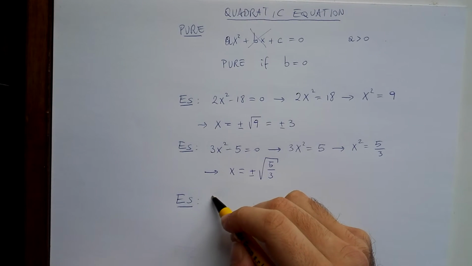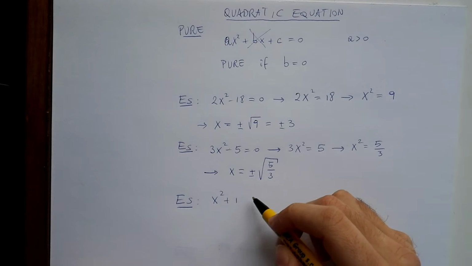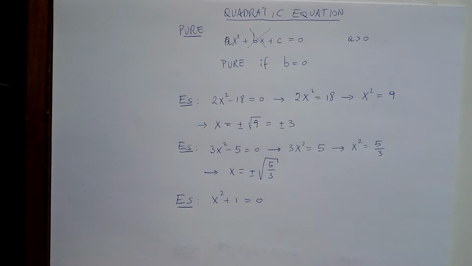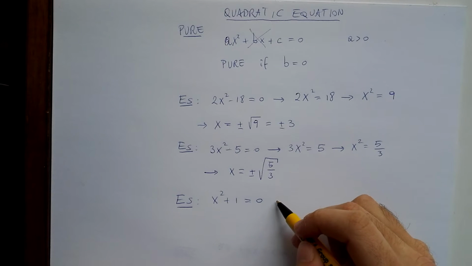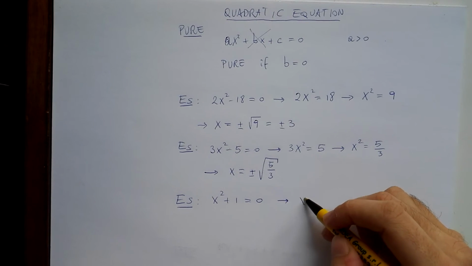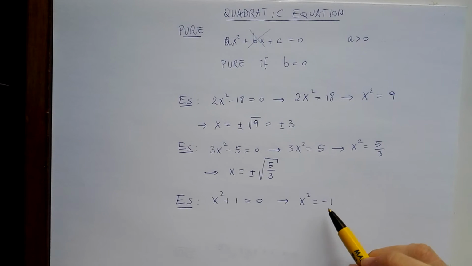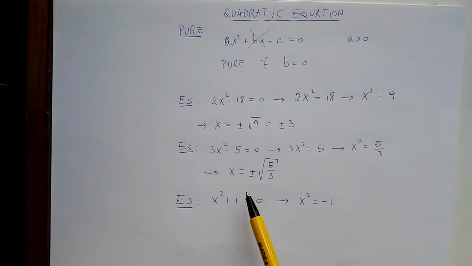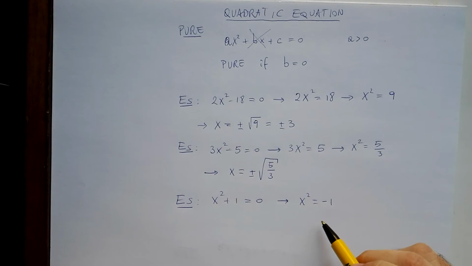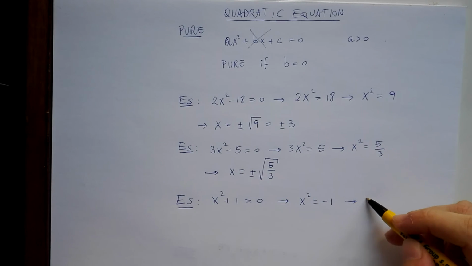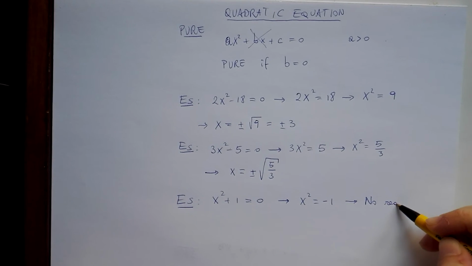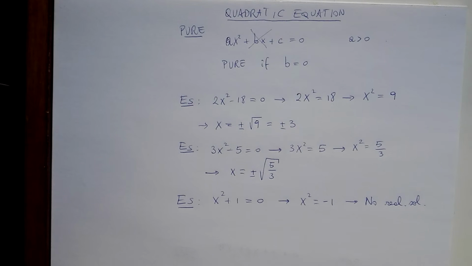Last example, where there are no solutions. x squared plus 1 equals 0. So one should, in principle, do x squared equals minus 1. And at this point, following the previous examples, one would take the square root of minus 1. But we know that this is not possible in the real numbers. So to this point, we cannot take the square root of minus 1, so there are no real solutions.